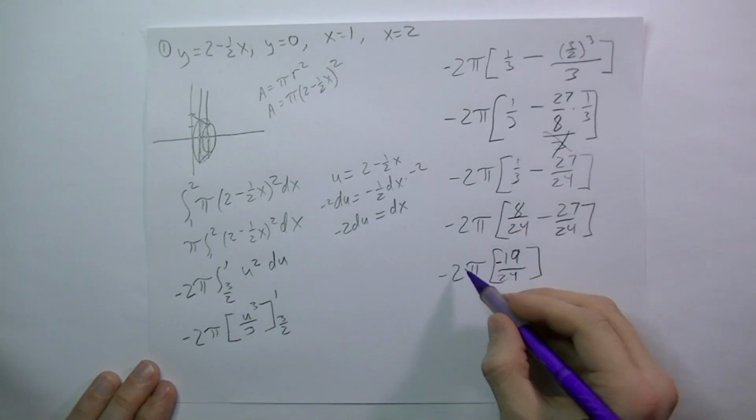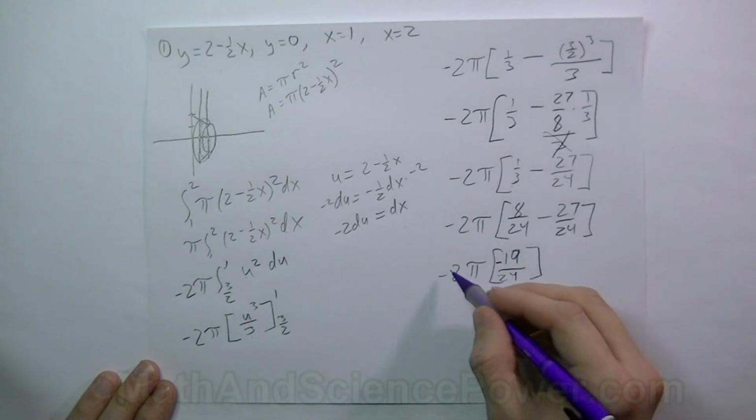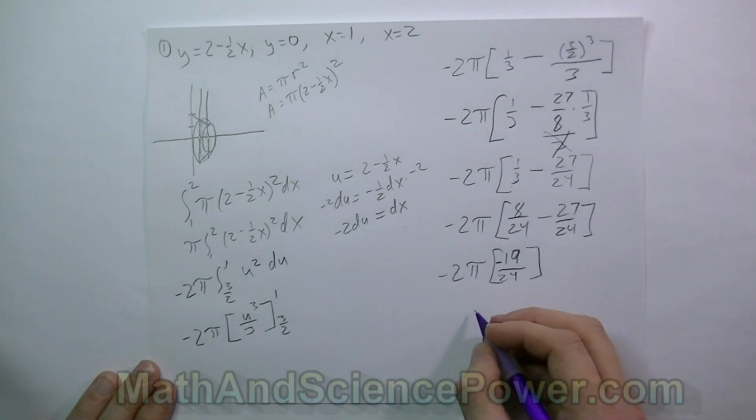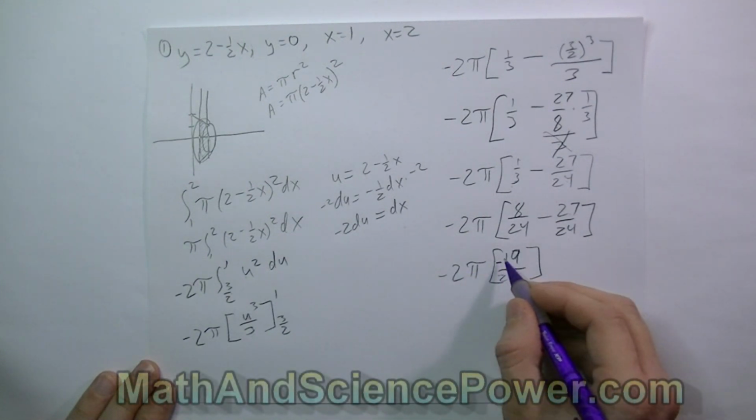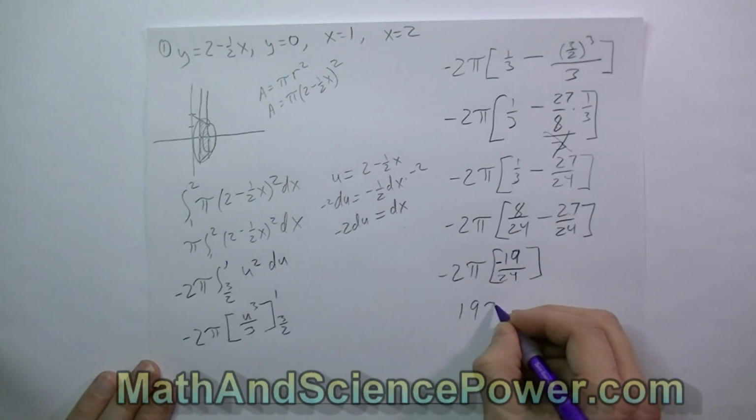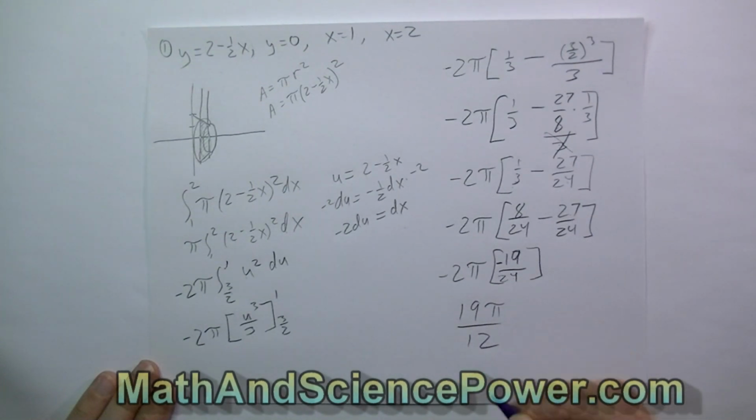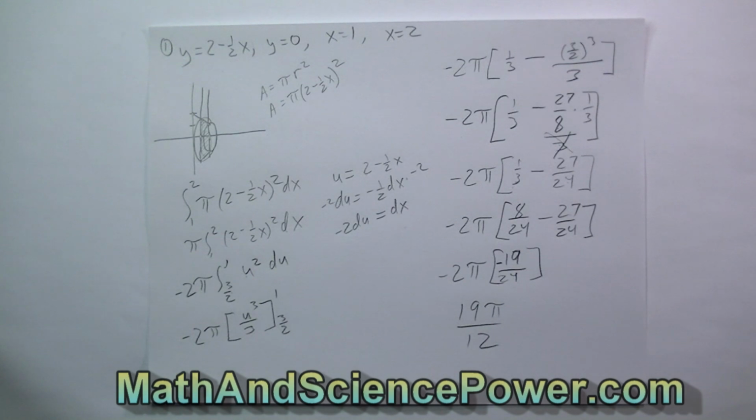Okay, so this 2 and this 24, they cancel here, and the 24 becomes 12. The negative and the negative becomes positive, so I get 19 pi over 12. So there is the answer to number 1, and sit back and we'll take a break for a moment, and we'll come back and we'll have 5 more problems to do.